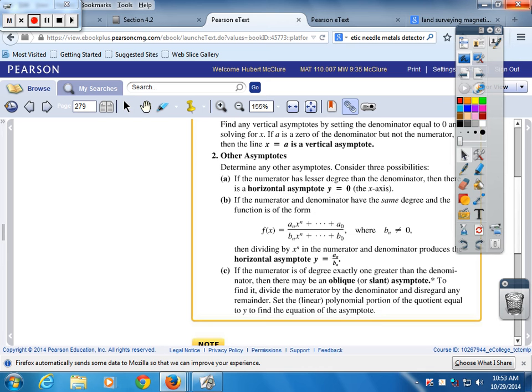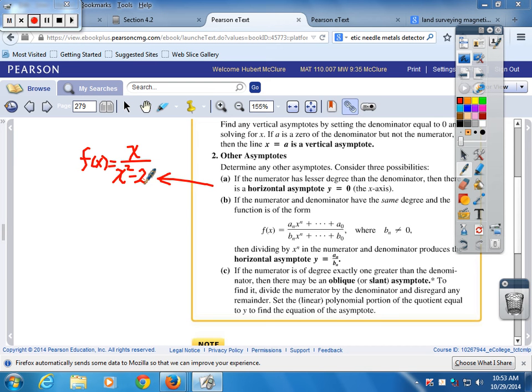So, if the numerator has a lesser degree than the denominator, what does that mean? Well, that means your exponent. So, the first one right here, and these are very important, so you need to write them down. So, f of x is equal to x over x squared minus 2.